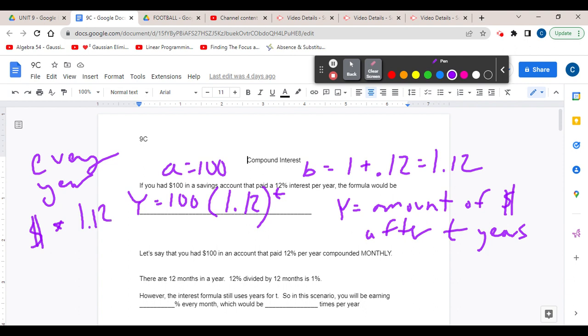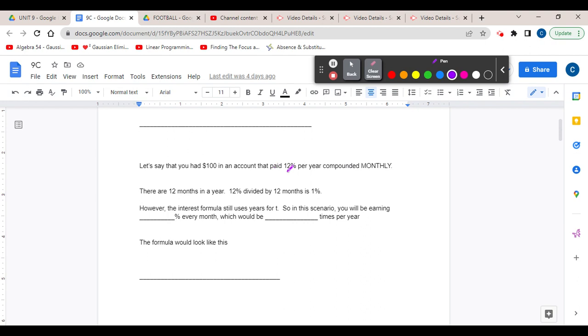Now, let's say we have a different scenario here. Up here we had 12% interest per year and it was compounded once per year. You got your 12% once a year, done. Now let's say we had $100 in an account that paid 12% per year compounded monthly. What that means is this: if it's compounded monthly, you're not going to get 12% per month. You're going to get your 12% divided by how many months are in a year. How many months are in a year? 12, right? So that's going to be 0.01 or 1%.